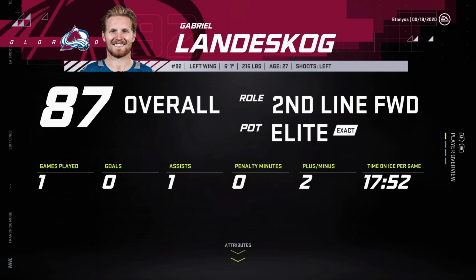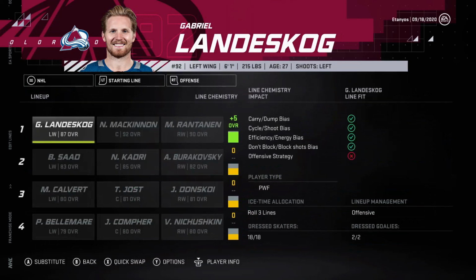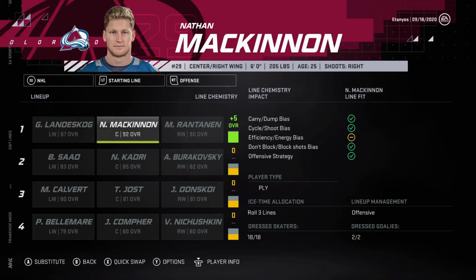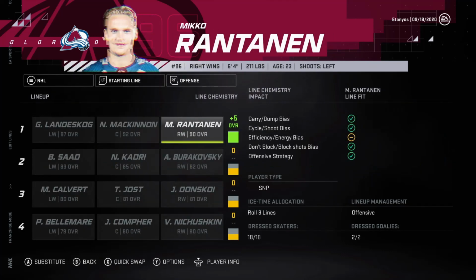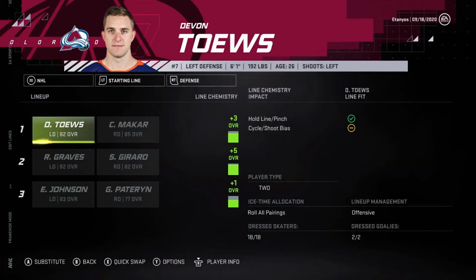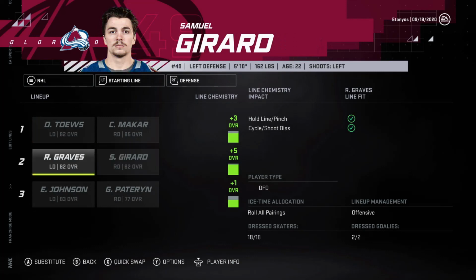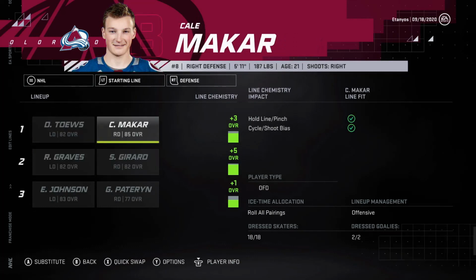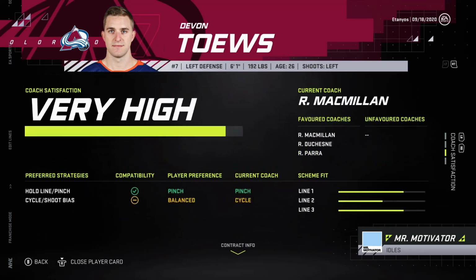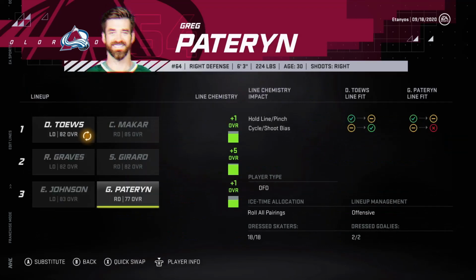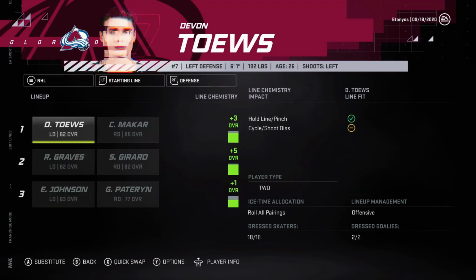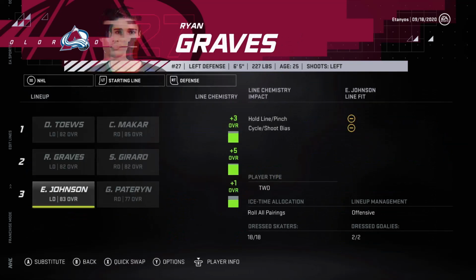So now what that means is we actually have a 92 rated Gabriel Landeskog, a 97 rated Nathan MacKinnon, and a 95 rated Mikko Rantanen on the top pairing. That's insane. But what's even more insane is the defense. We get a +3 with Makar and Toews. That's crazy. But Toews actually fits better on the bottom pairing. How crazy is that? He would be a great fit to have on the bottom line.